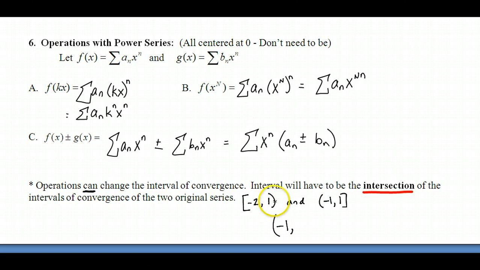Here I have a 1 that's not included. Here the 1 is included. You have to find the intersection. So it would be 1 that is not included, because this one has to work for both of them. So the intersection of whatever, all the possible things that would work between the two.